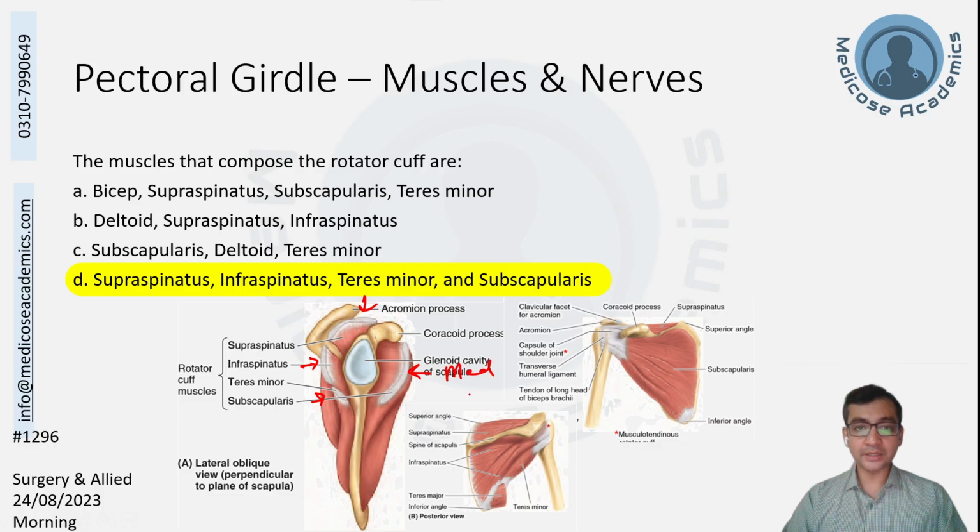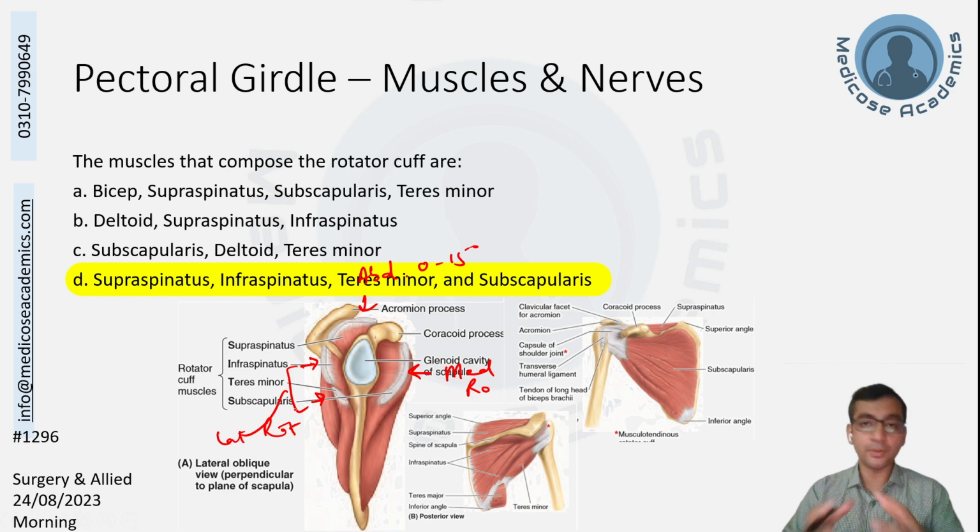This one anteriorly is a medial rotator. This one is an abductor, 0 to 15, and the posterior ones, these two, are lateral rotators. And in addition to that, all of them give stability to the shoulder joint, pulling the head towards the scapula.